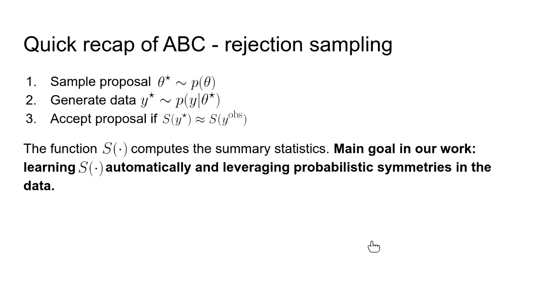setting. And then in our talk today, we will consider the ABC rejection sampling algorithm. So this is perhaps the easiest ABC algorithm that we have. It works so that we simulate the proposal from the prior, then we generate the corresponding data set Y star, conditioned on our sampled proposal. And then we simply accept Y star as a draw from the posterior if the summary statistics for Y star is similar to the summary statistics for our observed data set Y obs. So the function S here is a function that computes the summary statistics of the data.